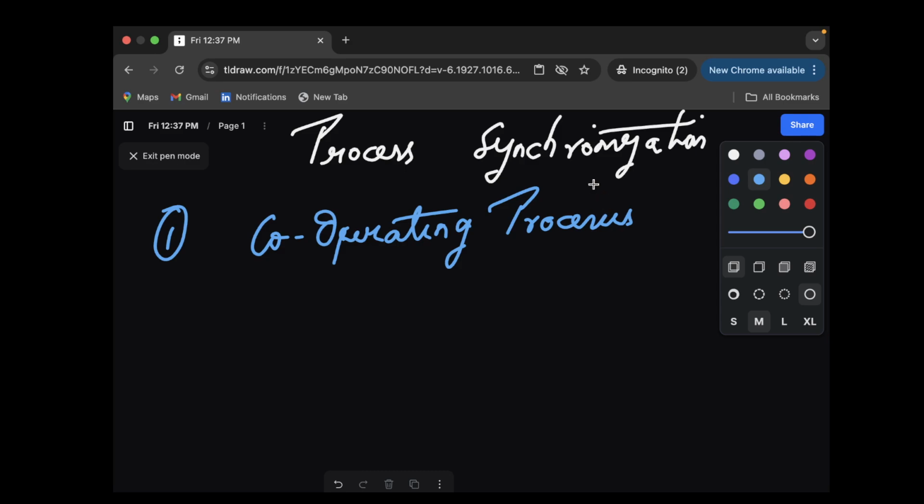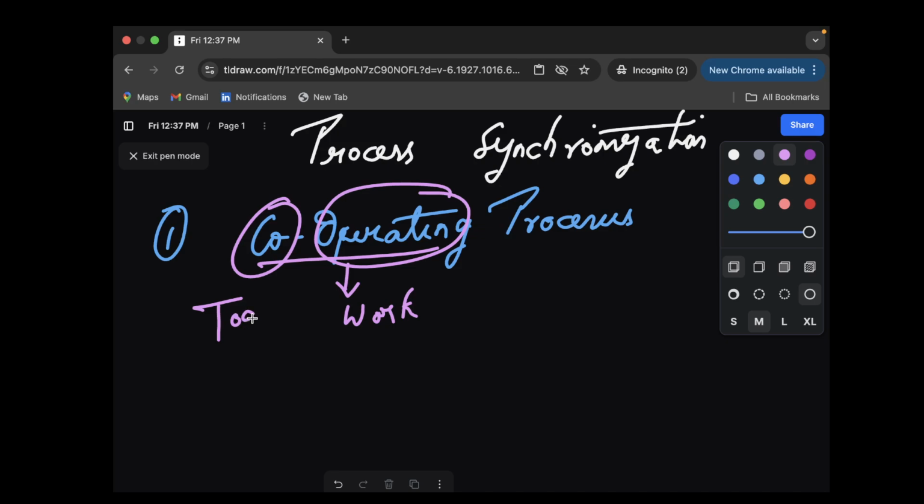Now, the English meaning of cooperate is basically to work together in sync. Cooperation basically means to work together. So see, co means together and operate means to work. So basically, we are going to say together-working processes.